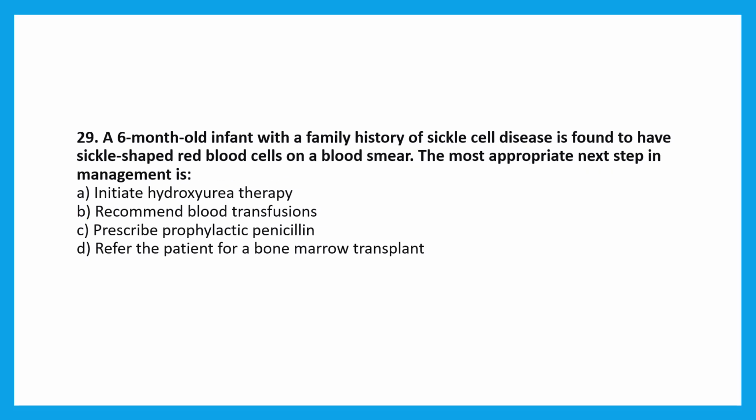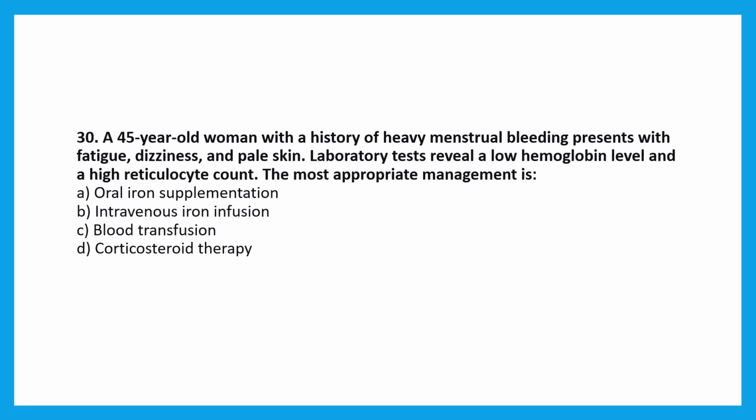Question number 29: a 6-month-old infant with a history of sickle cell is found to have sickle-shaped blood cells on blood smear. Prophylactic penicillin. This has repeated almost three times. Then lastly question 30, corticosteroid therapy. So with all these, I think we've repeated most of the things.